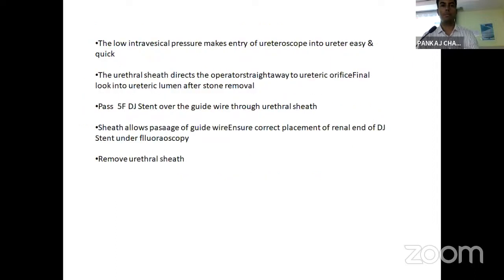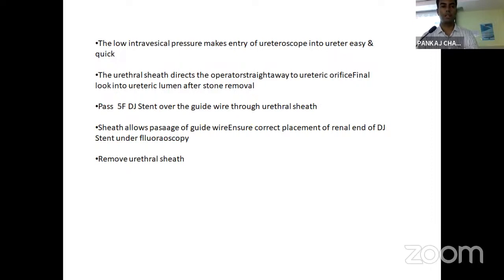The low intravesical pressure makes entry of the ureteroscope into the ureter easy and quick. The ureteral sheath directs the operator straight away to the ureteric orifice, and allows a final look into the ureteric lumen after stone removal is done.